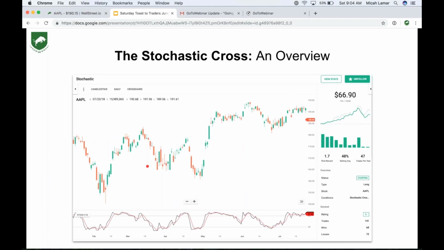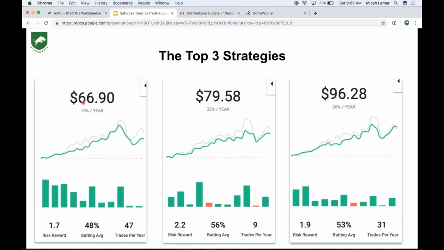The first one is going to be the stochastics cross. Actually, let me go back here. This is the stochastics, this is the MACD, and this is the payday cycle strategy. These are 3 strategies that are really common, especially the first 2, stochastics and MACD, which are probably the 2 most common indicators, apart from maybe the RSI or the Ichimoku cloud. But we're going to start with the stochastics today.